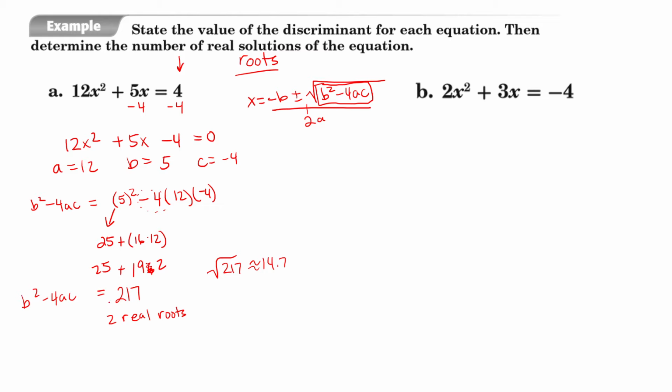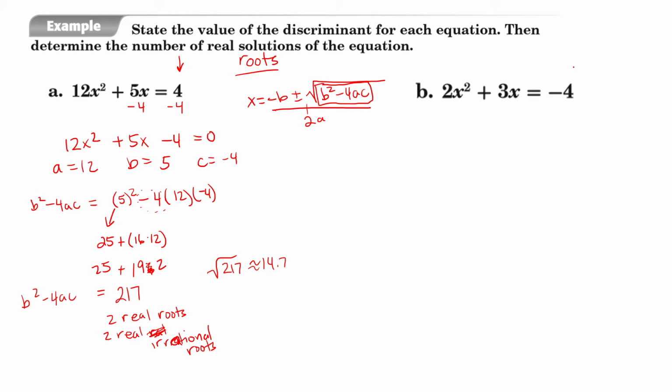And I could go a little bit further and say I have 2 real irrational roots. Alright, let's take a look at B.